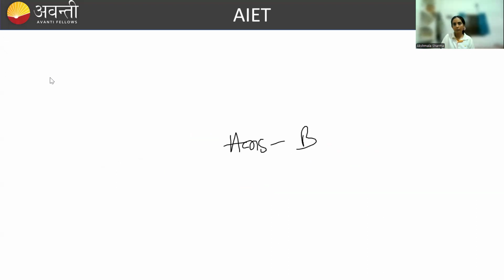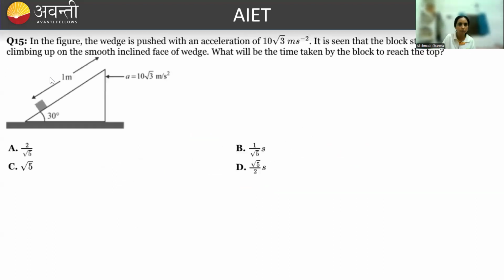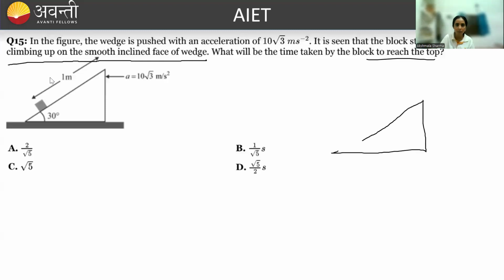So your answer is... now. In the figure, the wedge is pushed with an acceleration of 10 root 3 meter per second square. It is seen that the block starts climbing up on the smooth inclined face of the wedge. What will be the time taken by the block to reach the top? Okay, so what is happening? This wedge is not at rest, it is in motion. It has a certain acceleration. Suppose I am standing here and writing the free body diagram of this block while standing on the wedge. So the wedge is an accelerated frame.